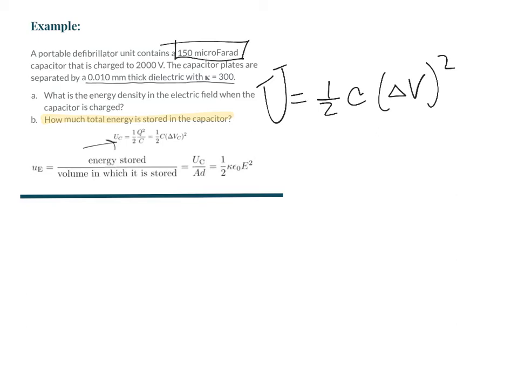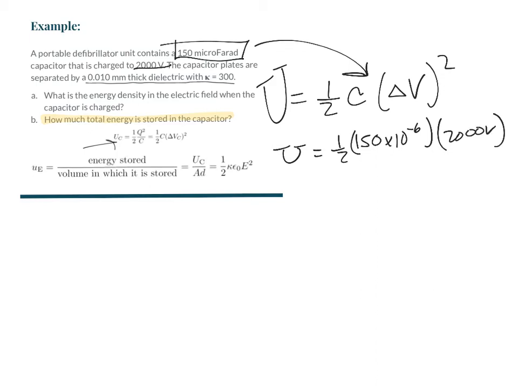This 150 microfarads is the capacitance. Micro is 10 to the negative 6. So we get capital U equals 1/2 times 150 micro, times 10 to the negative 6 farads, and delta V is 2000 volts, and that delta V is squared. So we're going to type that into the calculator, and you get 300 joules.